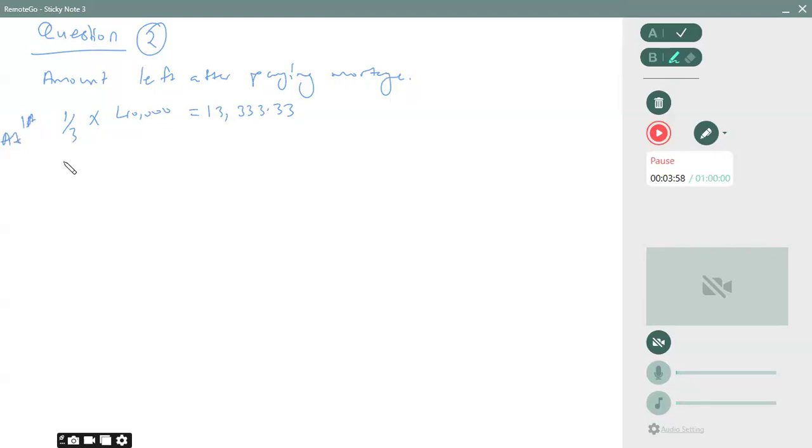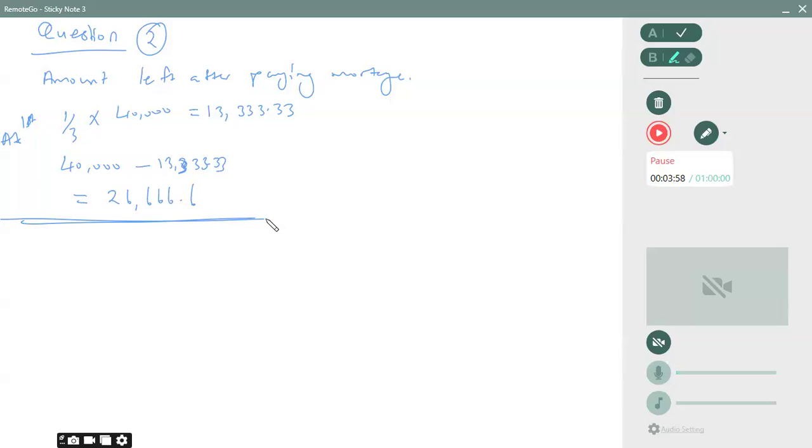Now, what was left is going to be 40,000 minus that, because that's what the question was saying. Now, when you get 40 minus 33 something, what was left, when you compute from your calculator, will give you something like 26,666.6. So this was the amount that was left.